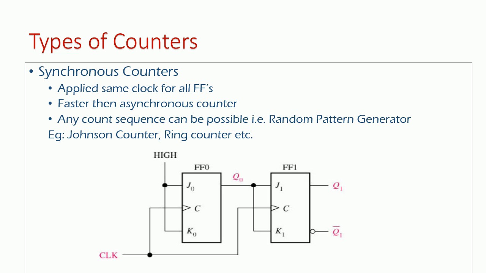Synchronous counters are used for generating any kind of sequence. It can be up, it can be down. Any random pattern can also be generated with the help of synchronous counters. Examples of synchronous counters are the Johnson counter, ring counter, and many others.